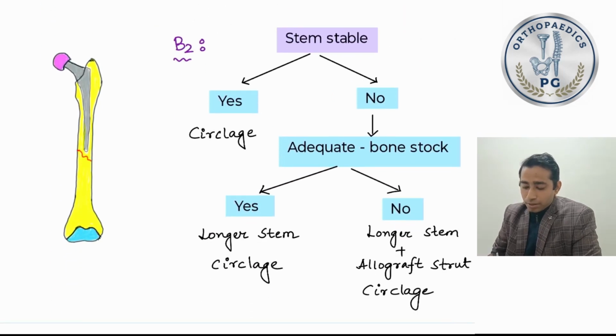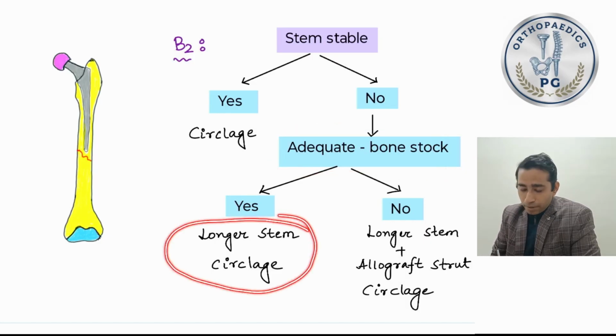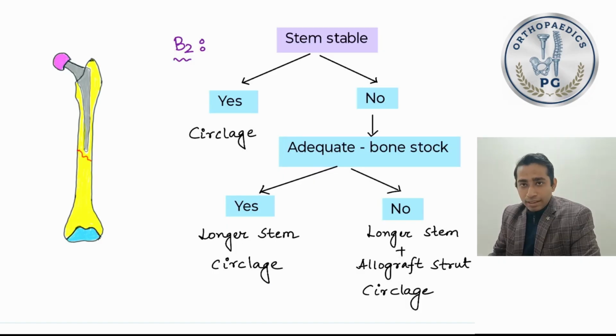In type B2, there is an undisplaced fracture of the diaphysis, and again we have to see whether the stem is stable or not. In a stable stem, we do a cerclage. In an unstable stem, we have to see whether the bone stock is adequate or not. If the bone stock is adequate, we just do a longer stem and cerclage. If the bone stock is inadequate, along with the long stem, we have to add a cerclage using an allograft strut.